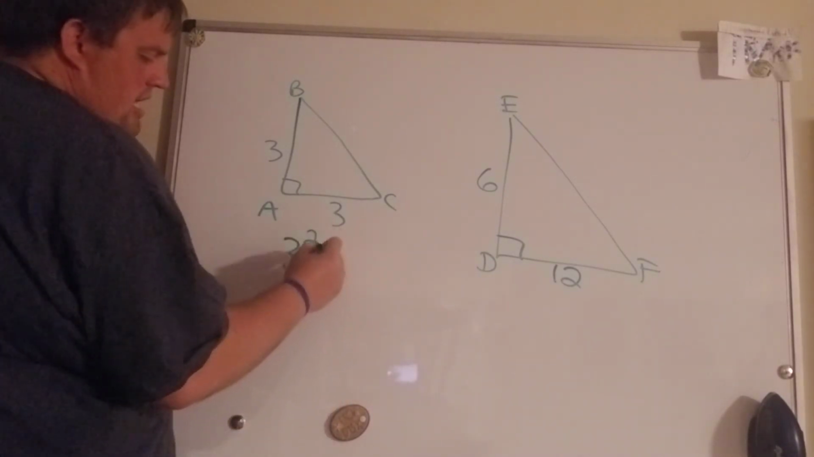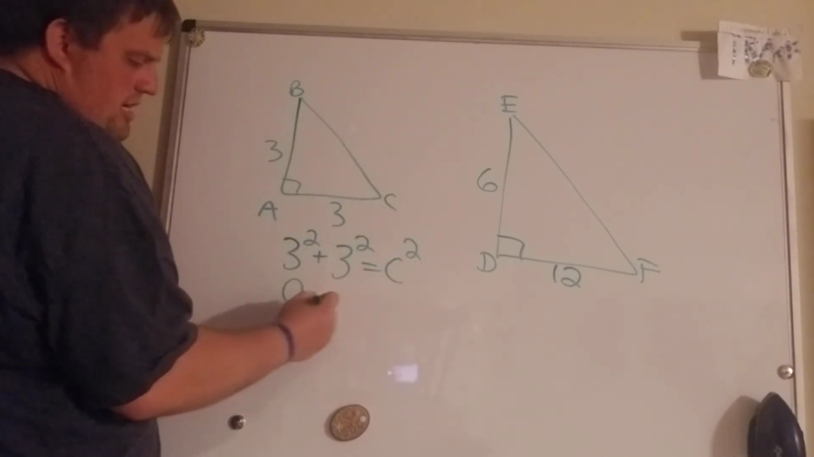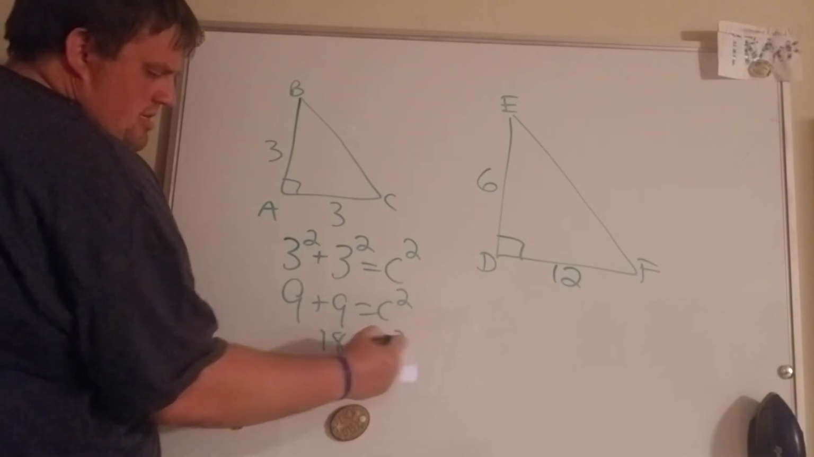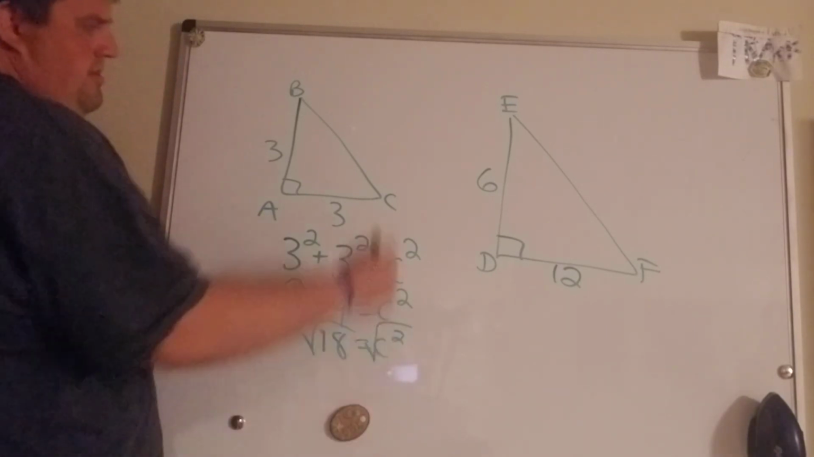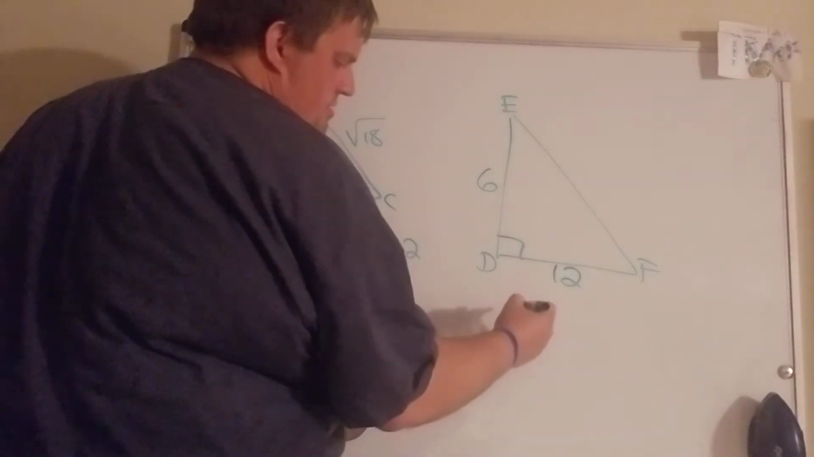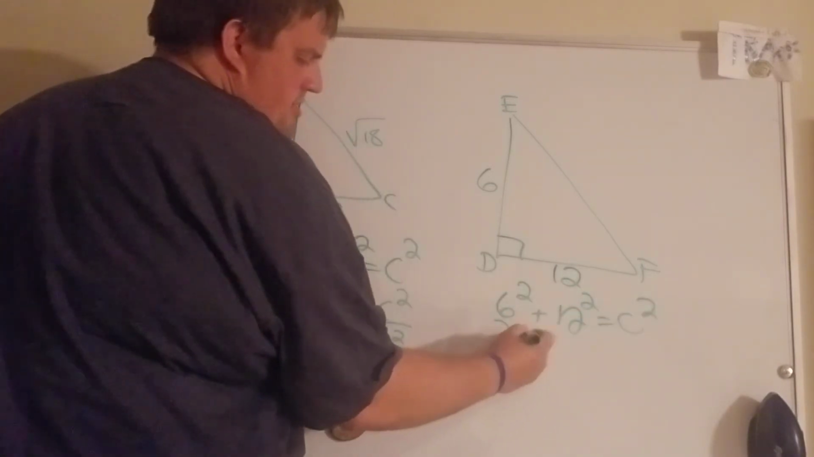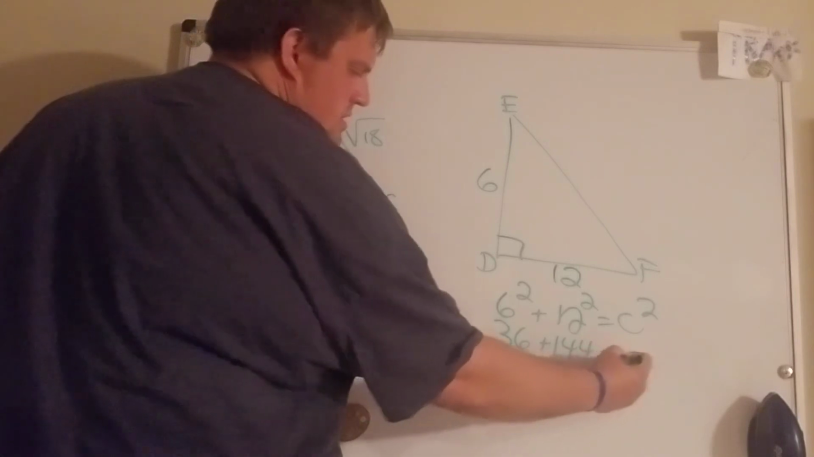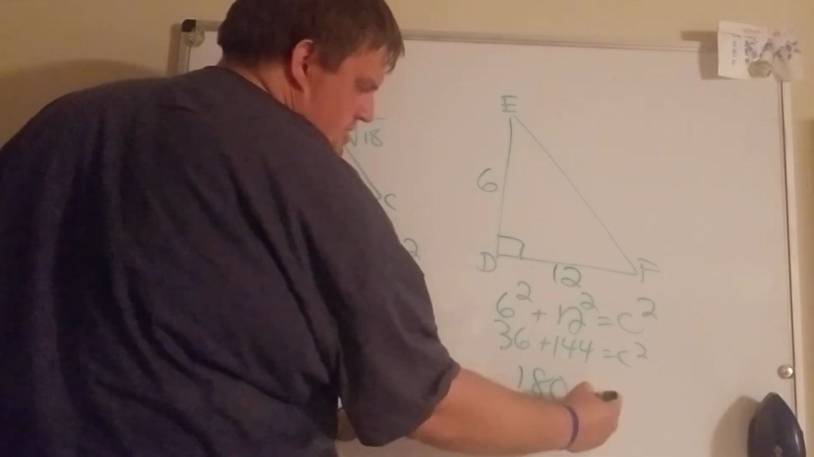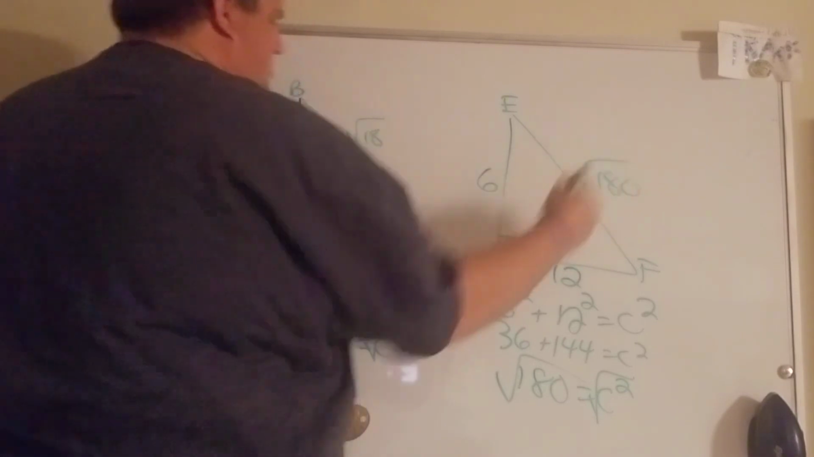So 3 squared, a squared plus b squared equals c squared. 9 plus 9 equals c squared. That's going to be 18. And so this is going to be the square root of 18, which I can do in my calculator in a second. Over here, we've got 6 squared plus 12 squared equals c squared. It's going to be 36 plus 144. And when you add those together, 70, 80, 180. And then square root it. So this is going to be whatever the square root of 180 is.